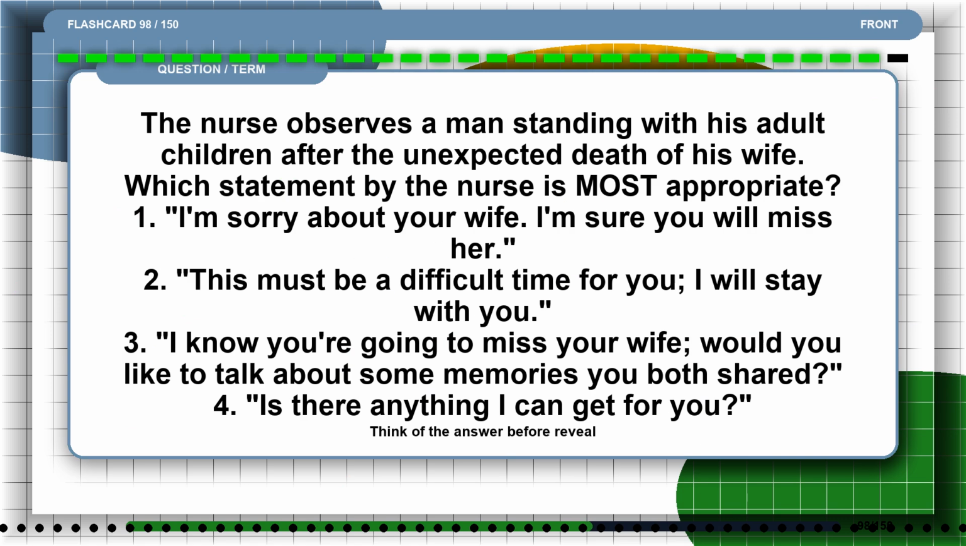Flashcard 98. The nurse observes a man standing with his adult children after the unexpected death of his wife. Which statement by the nurse is most appropriate? 1. I'm sorry about your wife. I'm sure you will miss her. 2. This must be a difficult time for you. I will stay with you. 3. I know you're going to miss your wife. Would you like to talk about some memories you both shared? 4. Is there anything I can get for you? Think of the answer before the reveal.